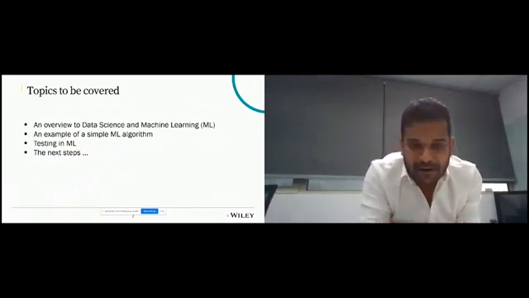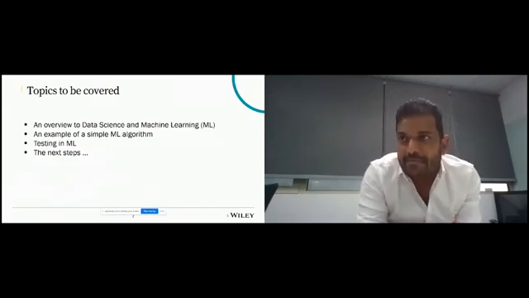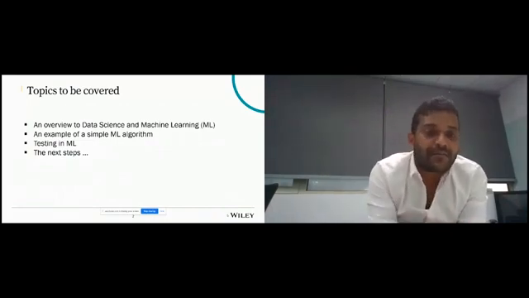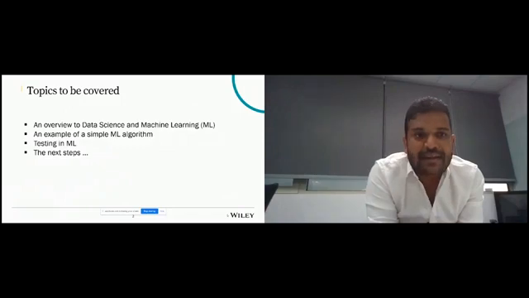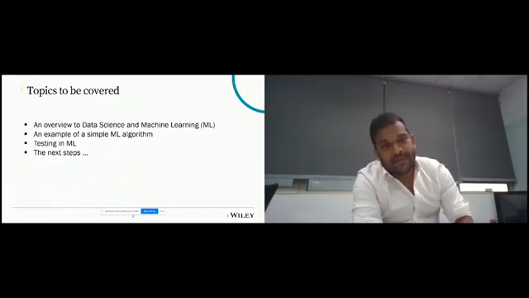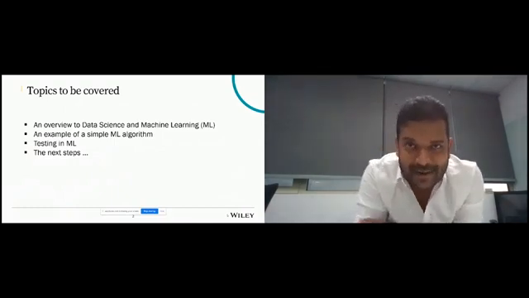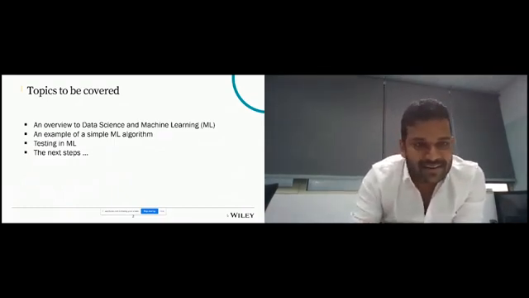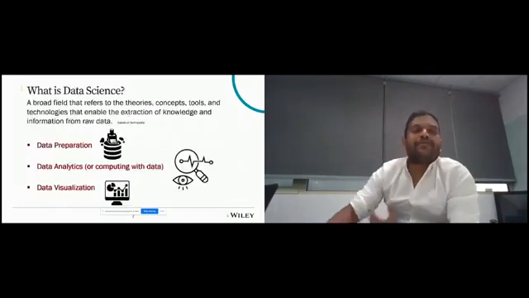For today's session, we only have 30 minutes, but I'm trying to cover a definition, so trying to give you all a definition of what data science is. It's something that a lot of people do struggle with. Sometimes I do struggle to explain what data science is, but the goal here is to start with that, give a simple example of a machine learning algorithm, and most importantly, how testing happens in machine learning, and then move on to the next steps.